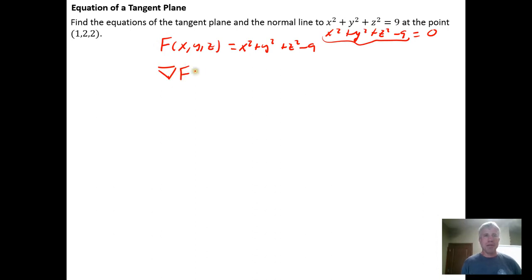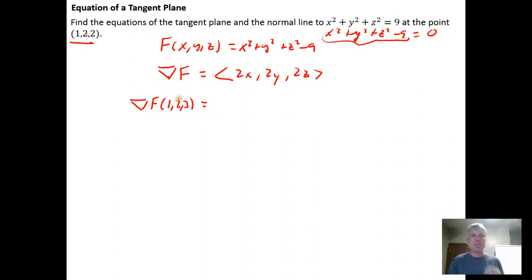The gradient of f is going to equal the partial derivative with respect to x, which is just 2x. The partial derivative with respect to y is just 2y. The partial derivative with respect to z is just 2z. And we want the tangent plane, the plane that is tangent to the surface, at a specific point. So we want to calculate the gradient of f at that point. And the gradient will be perpendicular to the surface and thus perpendicular to the tangent plane.